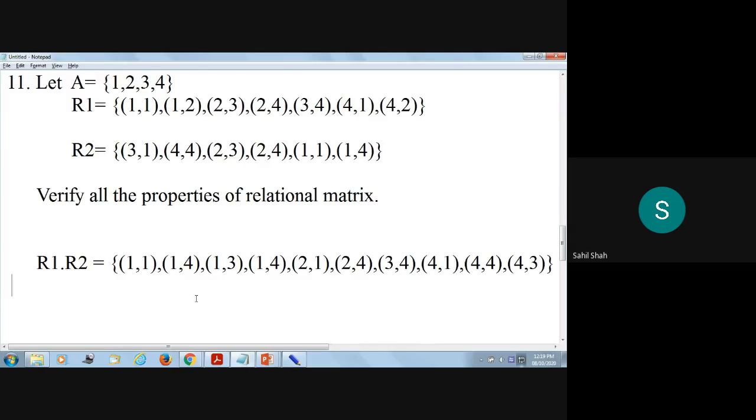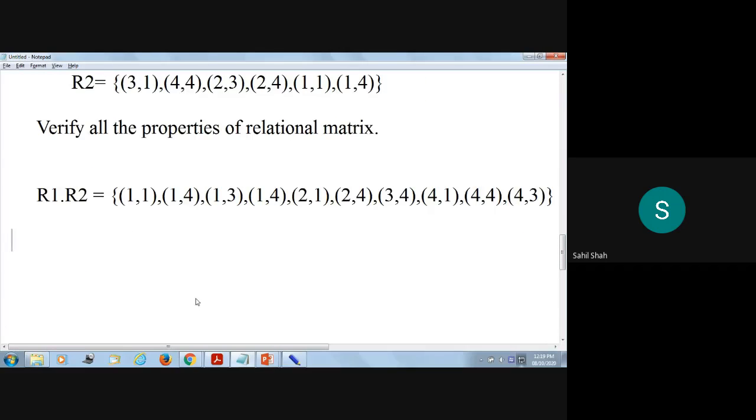Now let me construct the LHS. LHS is the matrix of R1 composite R2. Obviously, I am going to have 4 elements in the rows 1, 2, 3, 4, and 4 elements in the columns 1, 2, 3, 4. So (1,1) is present, so mark 1. Do we have (1,2)? No, 0. Do we have (1,3)? Yes. Do we have (1,4)? Yes. Next, (2,1). Will (2,1) come? Yes. (2,2).